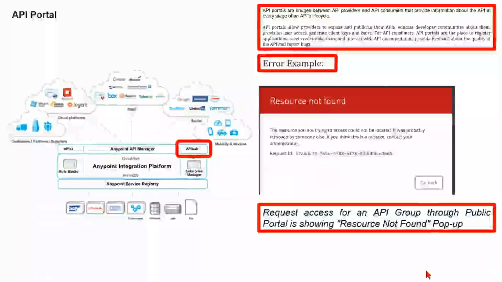As an error example, we can consider this. Request access for an API group through public portal is showing a resource not found pop-up. The resource you are trying to access could not be located. It was probably removed by someone else. If you think this is a mistake, contact your administrator. There's a request ID here.